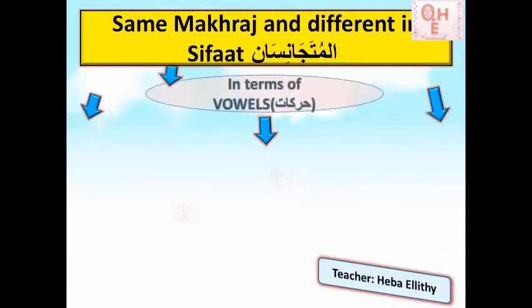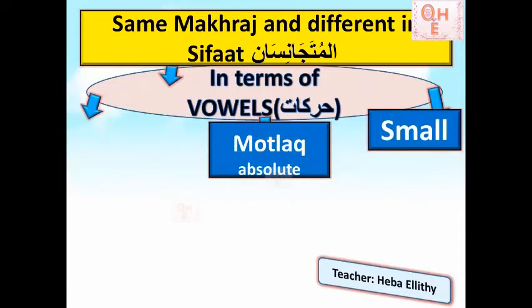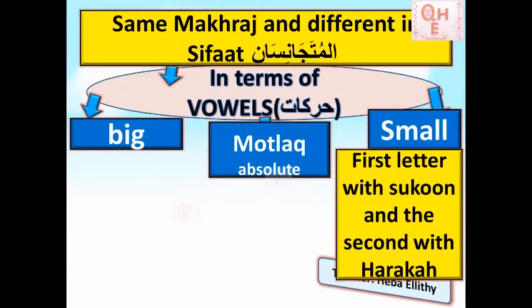Let's go together here and see what I look for. We look for the vowels, harakat. If I find this, we have three kinds of it. We have small, we have Mutlaq, absolute, and we have big, kabir. Small means the first letter is with sukun and the second is with haraka. For example, if I have ba and mim following each other, ba will be sakina and the mim will be with any haraka.